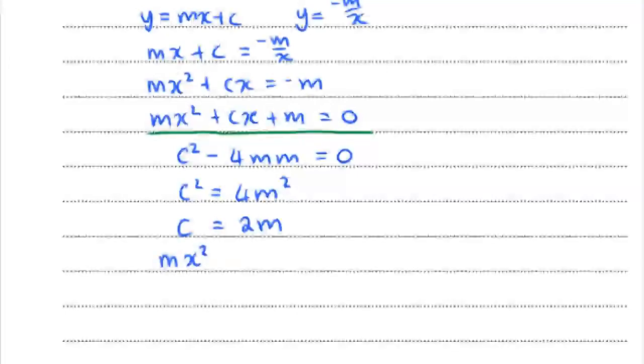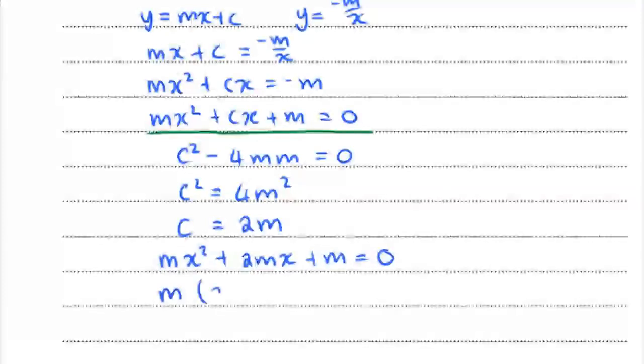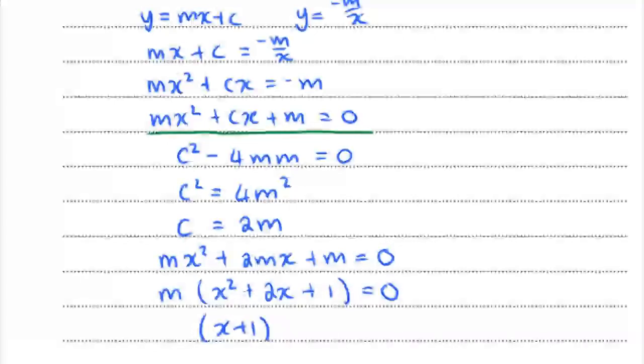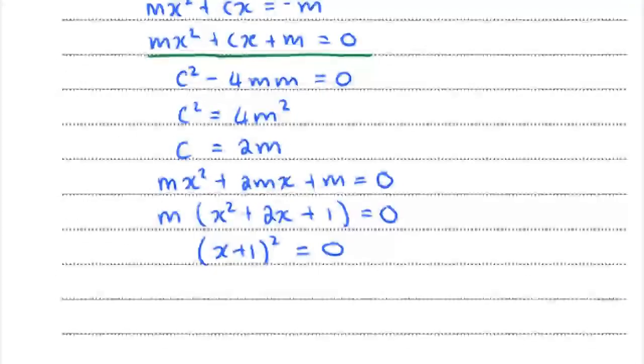It can be factorized out, right? mx squared plus 2mx plus m equals 0. So let's factorize the m out, and we'll get m times (x squared plus 2x plus 1) equals 0. So the brackets must equal 0. And this is a perfect square, as you would expect. (x plus 1) squared equals 0, and therefore x equals 1. Actually, it doesn't equal 1, it equals -1. Therefore, x is equal to -1.